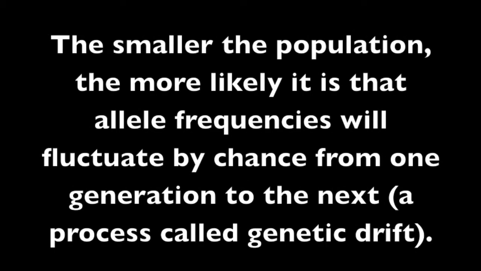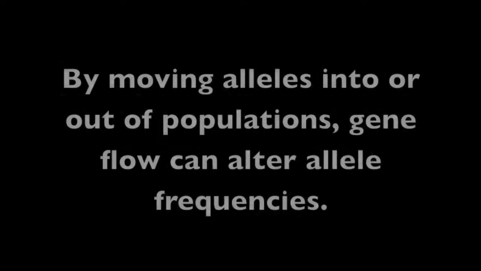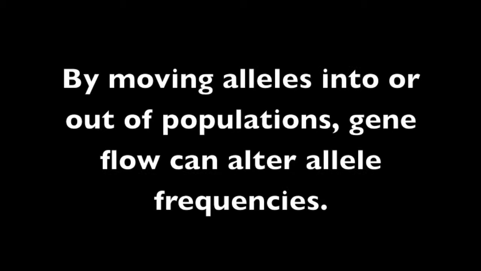The smaller the population, the more likely it is that allele frequencies will fluctuate by chance from one generation to the next, a process called genetic drift. By moving alleles into or out of the population, gene flow can alter allele frequencies.